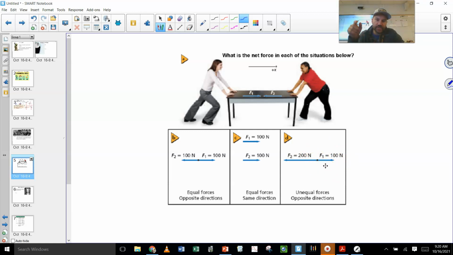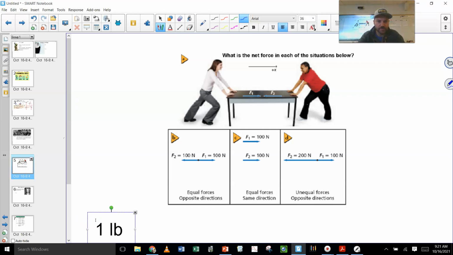Newtons is a unit of force in the metric system. I introduced pounds before, but in the metric system, a newton and a pound are roughly the same idea. 1 pound force is equivalent to 4.448 newtons. So 1 pound is equal to 4.448 newtons. That's all you need to know for right now: 1 pound is equal to 4.448 newtons.